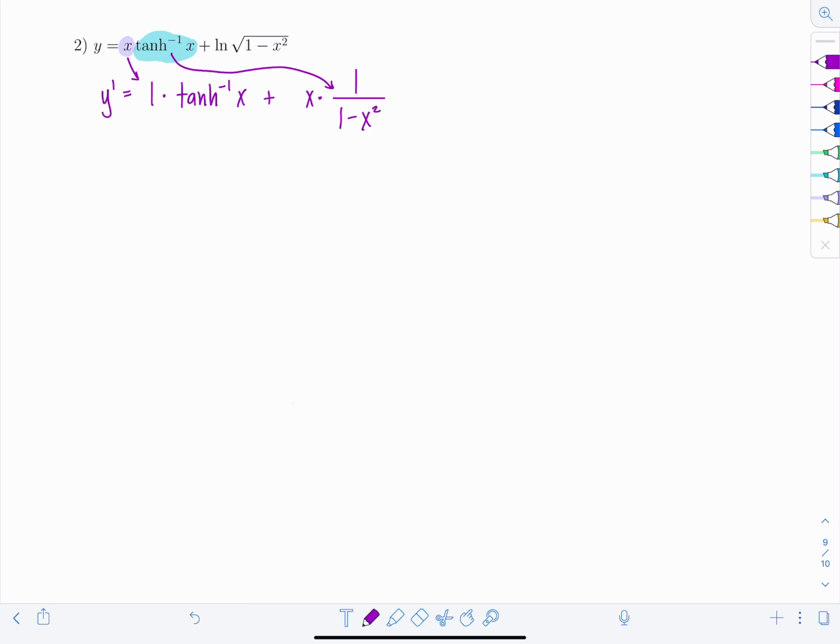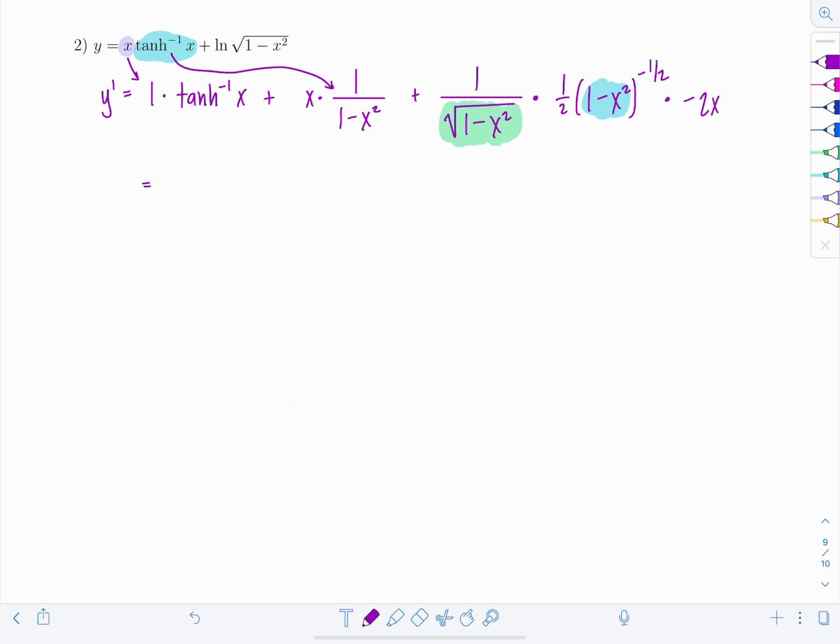Now derivative of ln of rad 1 minus x squared. So derivative of ln of something is 1 over the something. Here's the something. And then by the chain rule, I have to multiply by the derivative of rad 1 minus x squared. Well, what's that? That's going to be 1/2 times 1 minus x squared to the negative 1/2 times by the chain rule negative 2x, the derivative of the stuff inside. Or you could use the shortcut if you remember from my previous video.